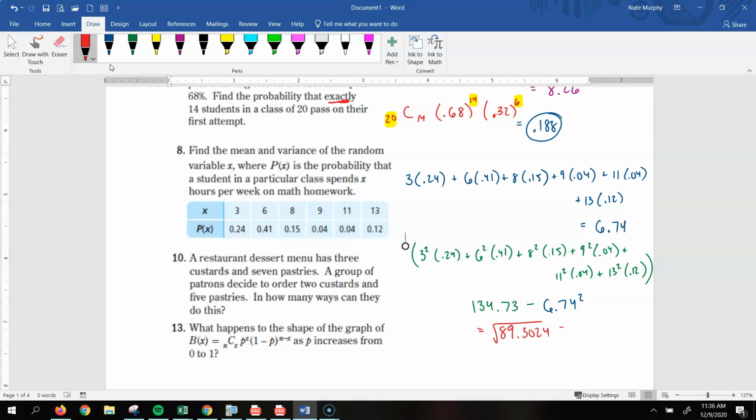The key is you're going to take the square root of that. When you take the square root of that, you get your final answer of approximately 9.45. So 9.45 would be your standard deviation. So that's how you do one like number 8.